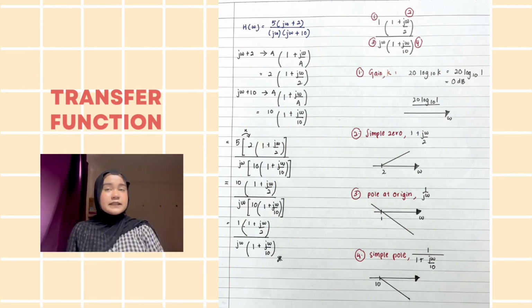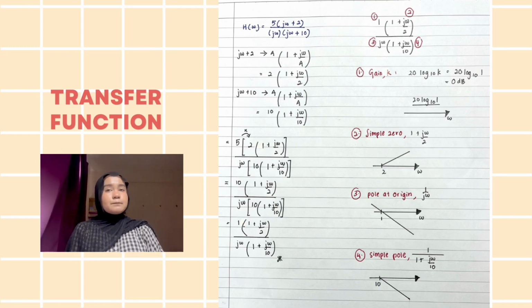The first is the gain K equal to 1. We use the formula 20 log 10 of 1 is equal to 0 dB. This represents a flat magnitude line at 0 dB, a linear graph. Second is a simple zero. The term 1 plus j omega over 2 introduces a zero that causes the magnitude plot to start increasing at a slope of 20 dB per decade beyond omega equal to 2.